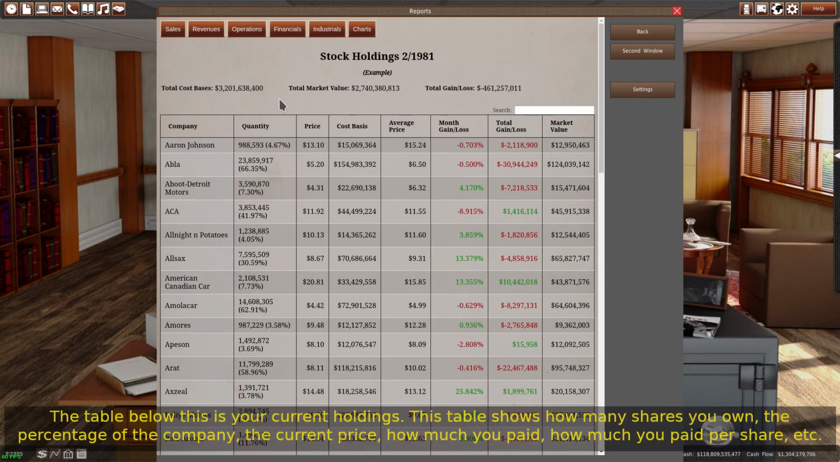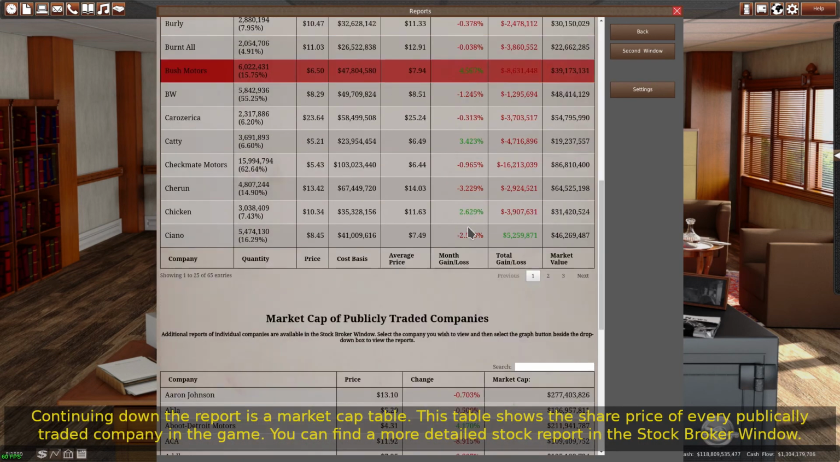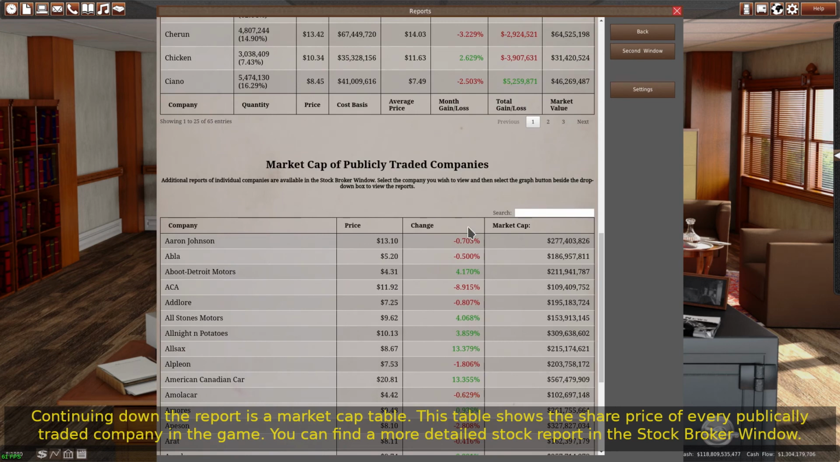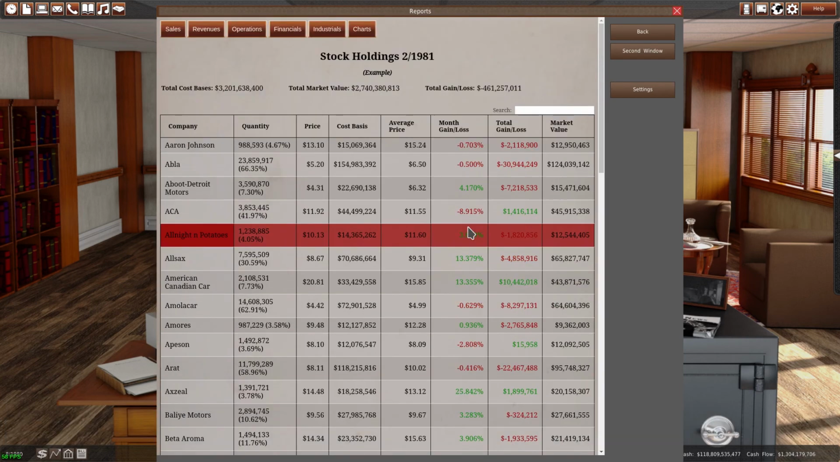The table below this is your current holdings. This table shows how many shares you own, the percentage of the company, the current price, how much you paid per share, etc. Continuing down the report is a market cap table. This table shows the share price of every publicly traded company in the game. You can find a more detailed stock report in the stock broker window. Do the stocks tutorial for more details.